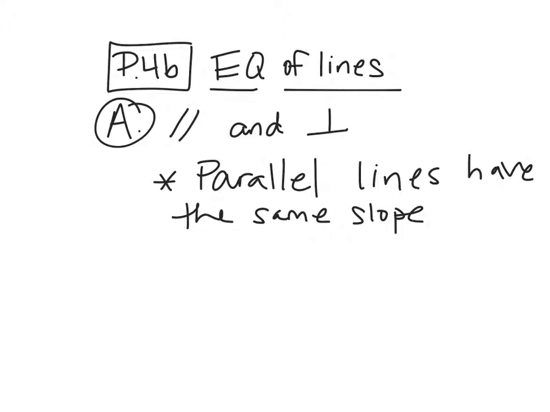Okay, they have to. They're not touching each other. They're rising and running the same amount as one another. They're called parallel. So we say that M1 is equal to M2. So if I have line 1, line 2, the slope of M1 and the slope M2 will be equal to each other. All right.